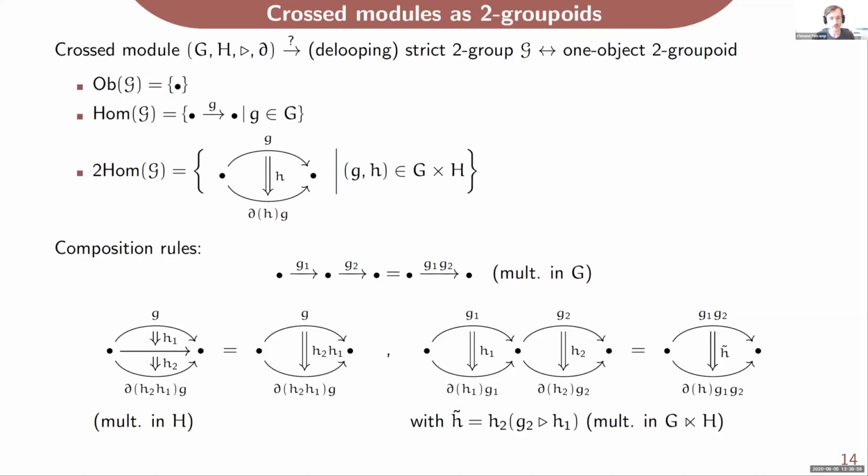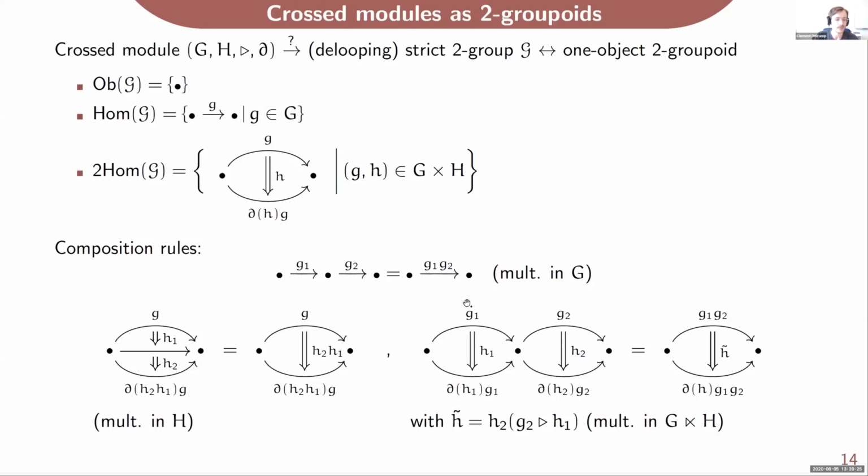There are two ways of composing the two morphisms. Vertically first, in which case it's dictated by the multiplication in H. And also horizontally, in which case it's dictated by the multiplication in the semi-direct product of G and H. And so this is how you reconstruct the delooping of a strict two group starting from a crossed module, and you can also do it the other way around in order to prove the equivalence.